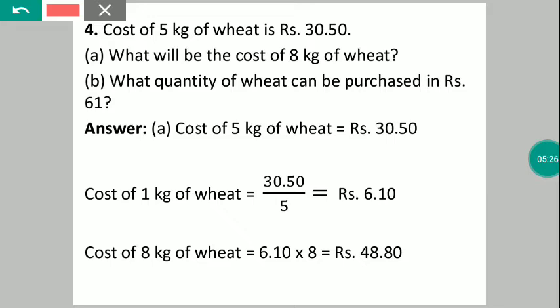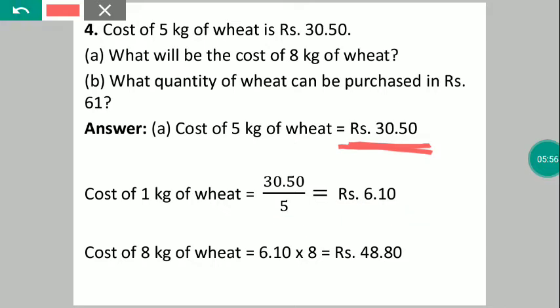First, what will be the cost of 8 kg of wheat? Now the cost of 5 kg of wheat is rupees 30.50. The cost of 1 kg of wheat is nothing but 30.50 upon 5. After dividing 30.50 by 5, you get the cost, rupees 6.10. Now we have to get the cost of 1 kg of wheat.